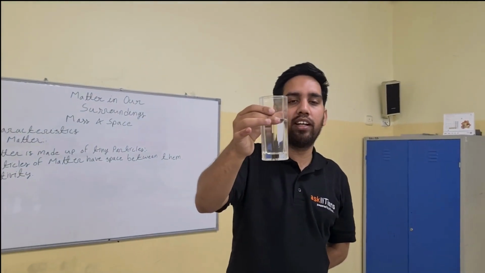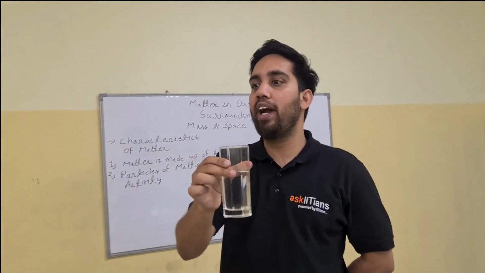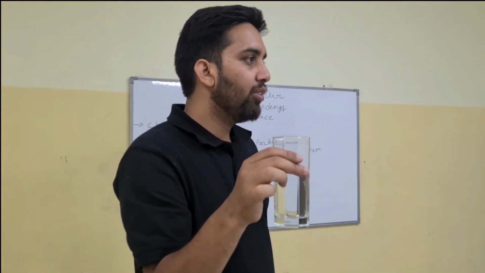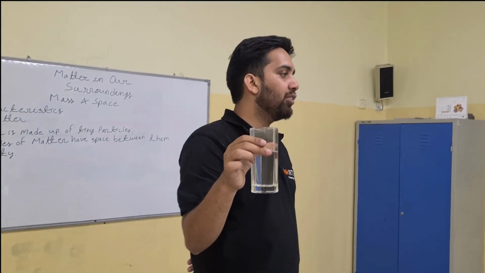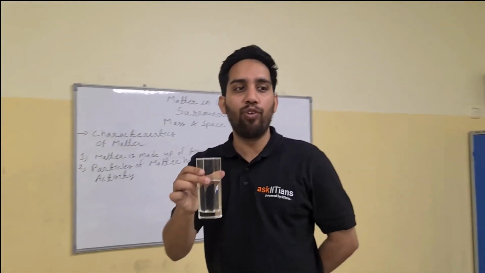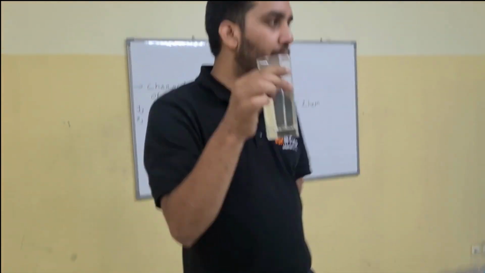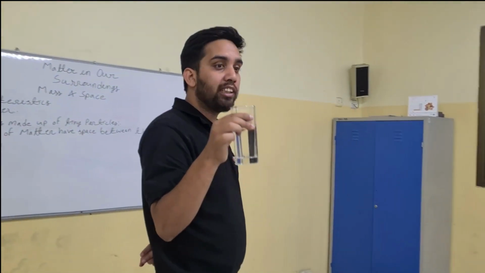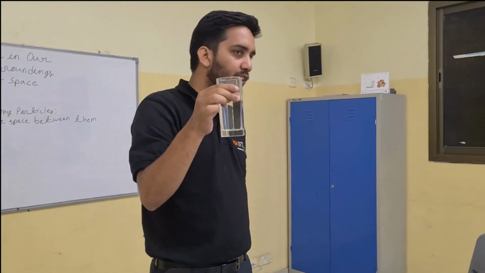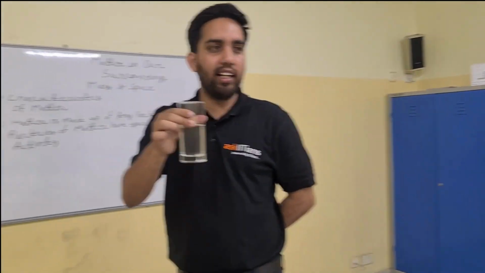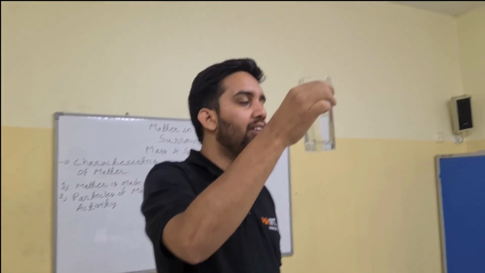What is happening here? Sugar is occupying the space in between the water molecules, or we can say particles of water. Water is matter, and the particles of water have space between them, and in those spaces the sugar is settling down. So from this activity we can say that particles of matter have space between them.